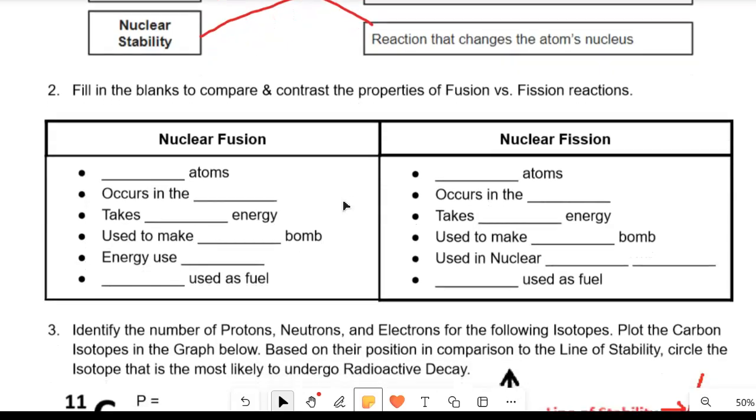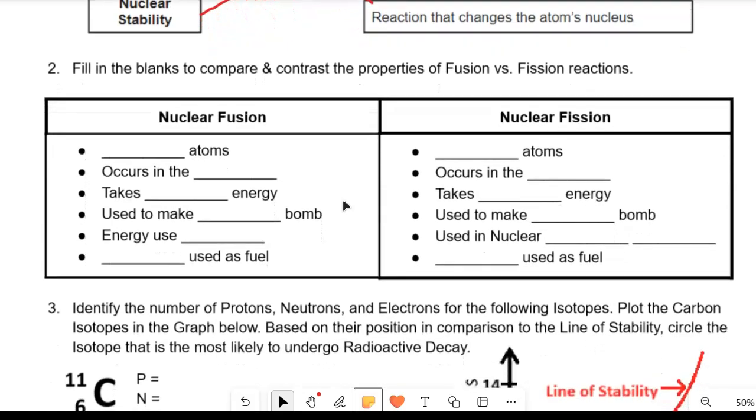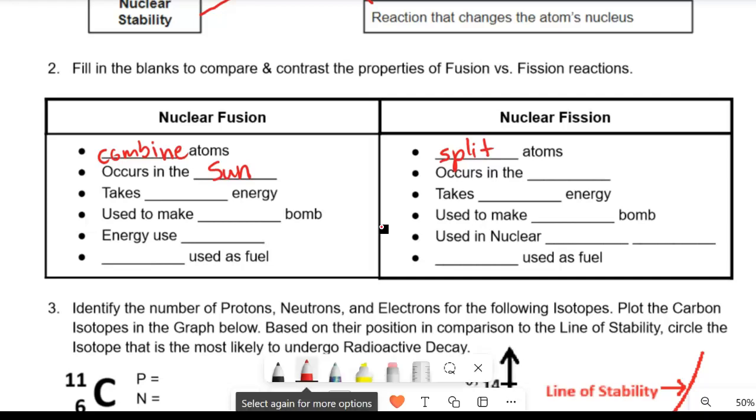Now, let's go ahead and compare and contrast the difference between fusion and fission. So fusion reactions combine atoms, while fission reactions split atoms. Nuclear fusion occurs in stars, so like the sun, and nuclear fission has only ever been found in one place in nature, and that was in the ground.